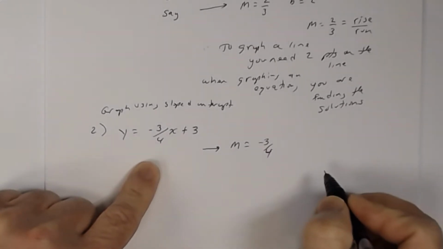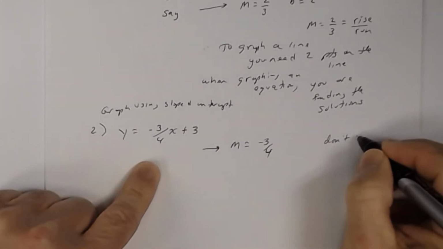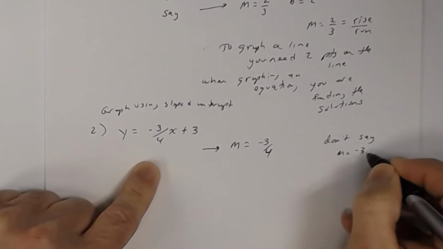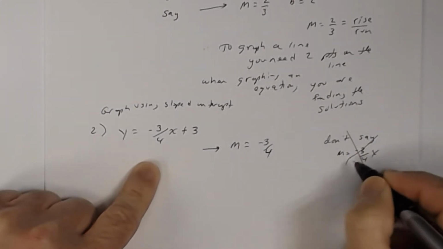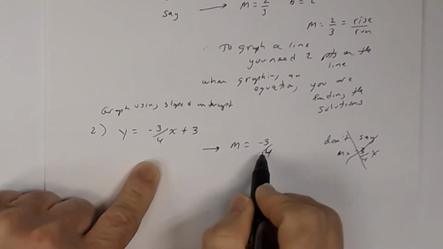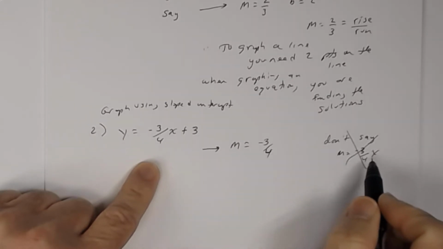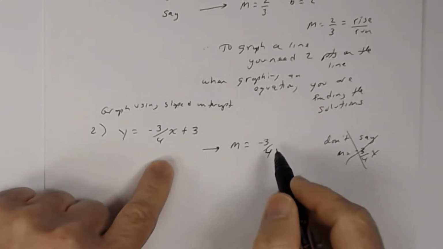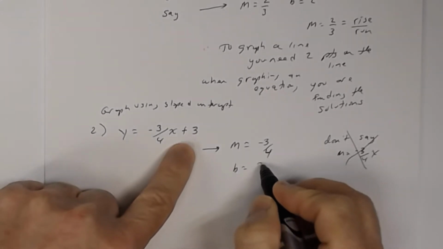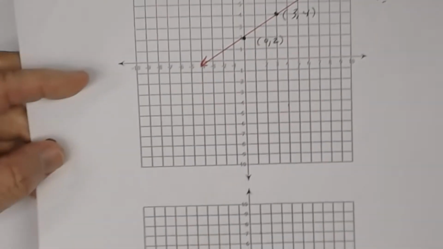Okay, negative 3/4. Now don't say, so some students do this and you lose points. So don't say the slope is negative 3/4 x. That's not true. So don't put that x there. The slope is the coefficient of x. So you just got to say negative 3/4. If you say that, you're not going to get all your points. All right, and then the y-intercept is this constant, which is 3. All right, once you find that, we're going to graph the line now.